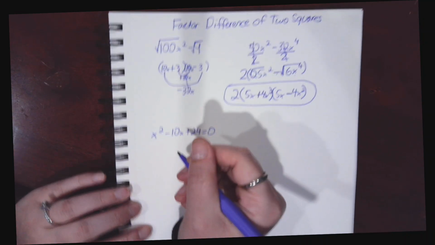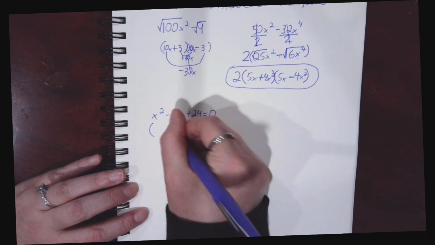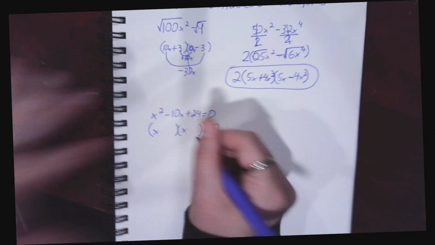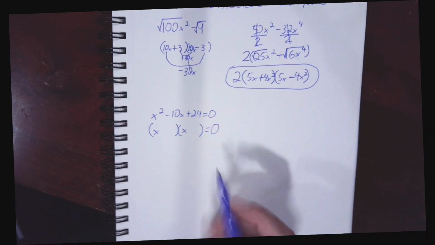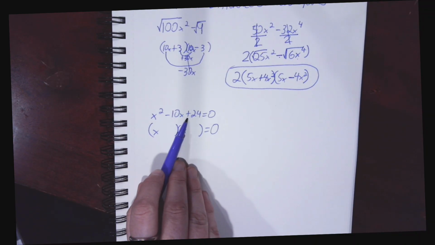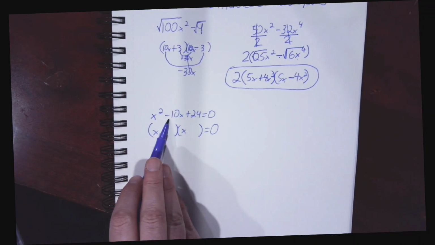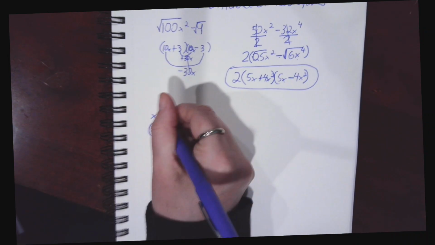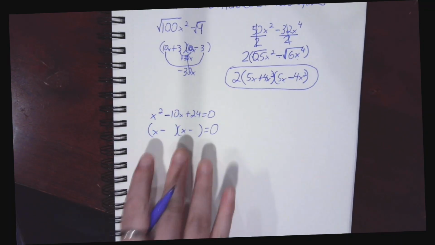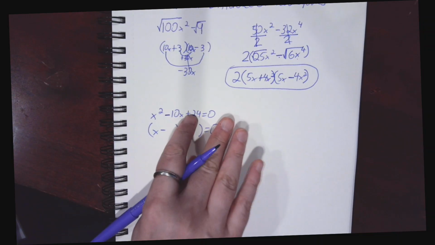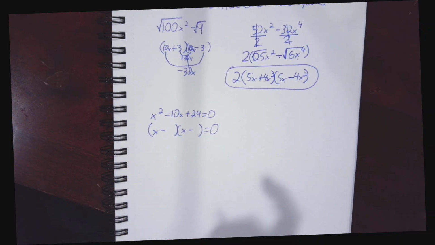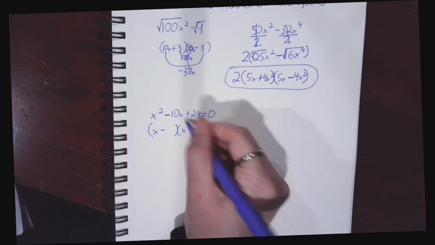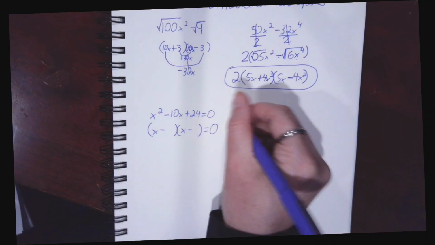Let's do this. Equals 0. There's no coefficient in the beginning, so I'm going to put my x's in. Okay, so this is positive, but the numbers I add together are going to be negative. So that means I have to have two negatives. This sign right here is going to dictate what I have, especially if I have that positive there. Okay? Now, we need to get to negative 10x, and we have a product of 24.